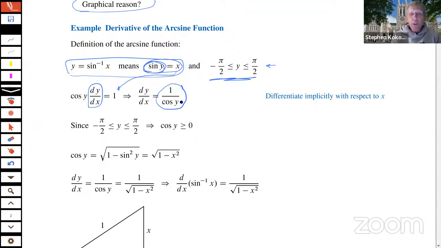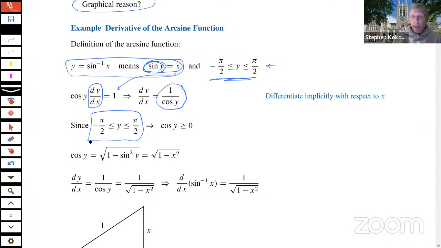First of all, I know that y must be in that interval. And if that's true, think about the unit circle for a minute. That means that the cosine of y must be greater than or equal to 0. Think of y as an angle. Think of the unit circle. So where is that angle? And the cosine of y must be greater than or equal to 0.